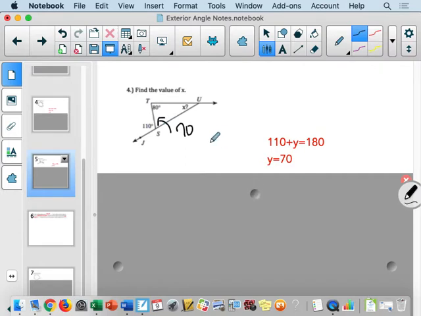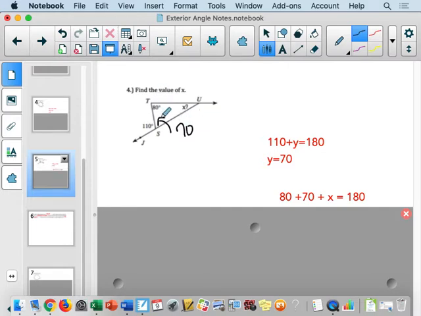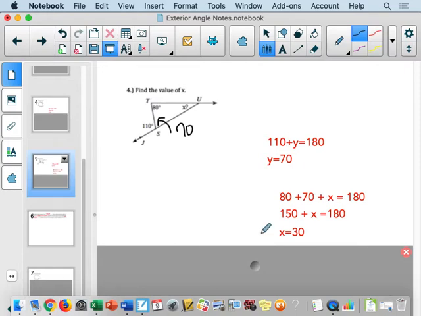Then to finish out this problem, obviously, we would go back to our interior angle objective. 80 plus 70 plus x would need to equal 180, because we know that the interior of a triangle equals 180. And so x would have a value of 30.